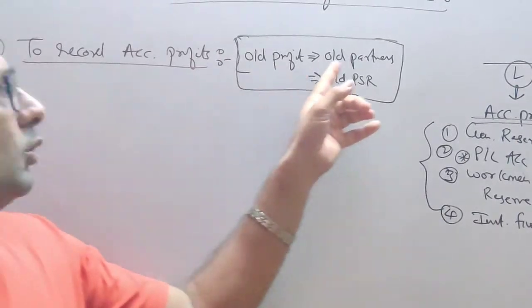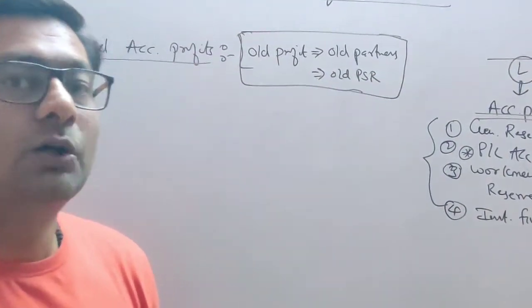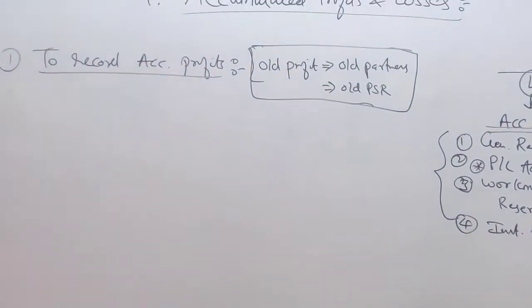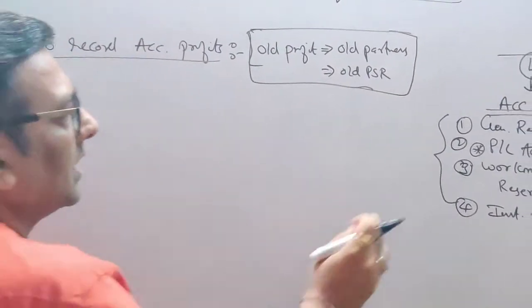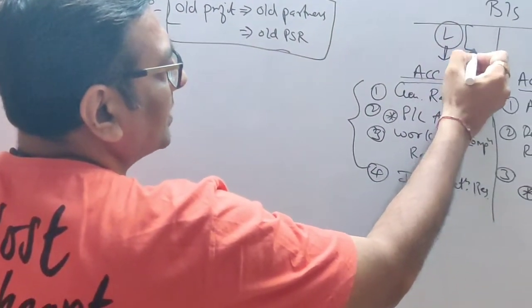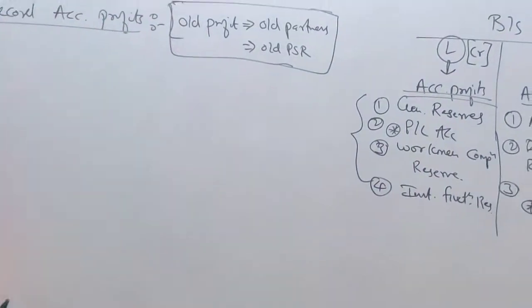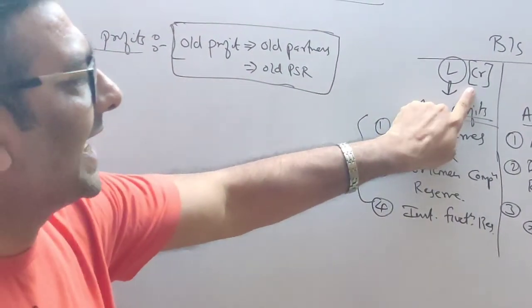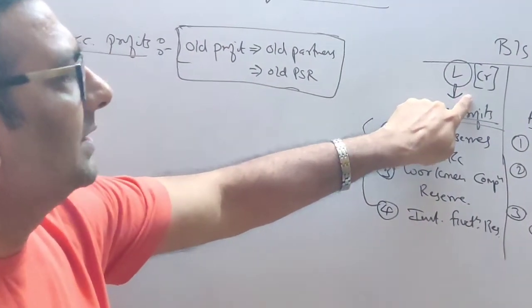Old profit, old partner, old PSR. Now how to record it? What is the accounting entry for this? It's again very simple. Liability always has which balance, students? You have to remember this always, that liability always has a credit balance.